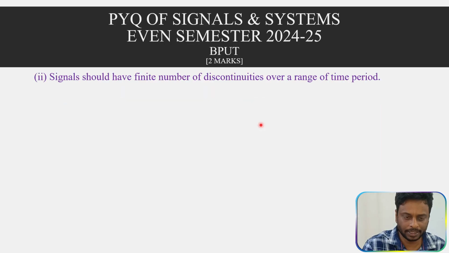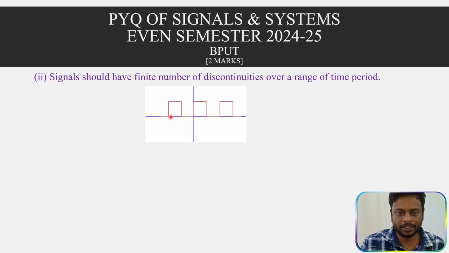The second condition is that the signal should have a finite number of discontinuities over a range of time period. Suppose the time period is 0 to T. The discontinuities should be finite. The signal goes from 0 to 1, then from 1 to 0. A discontinuity is the point where the signal changes from 0 to 1 or 1 to 0. That should be a finite number over a time period.